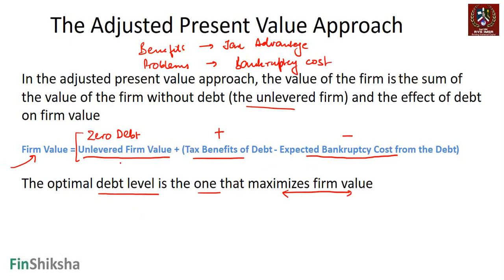Obviously, we will need to find the unlevered firm value. What we get in the market is the levered firm value. We will need to identify the tax benefits of debt, and we will need to calculate the expected bankruptcy cost. Remember, bankruptcy cost is a function of both the direct costs and the indirect costs. So we have to look at both of these costs and try to arrive at a number, and that is going to be a little bit tricky part in our discussion here.